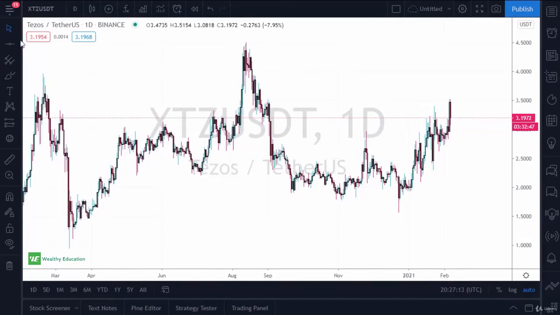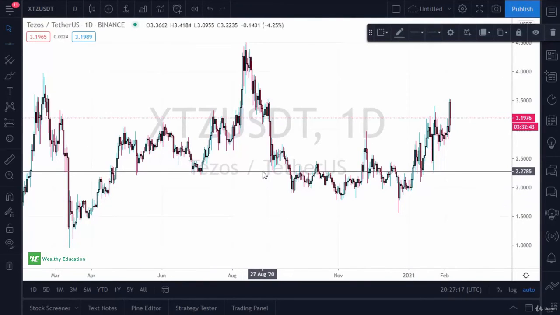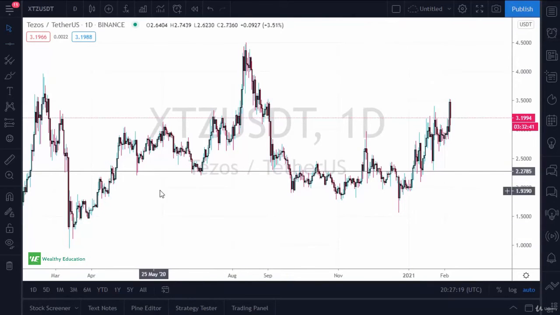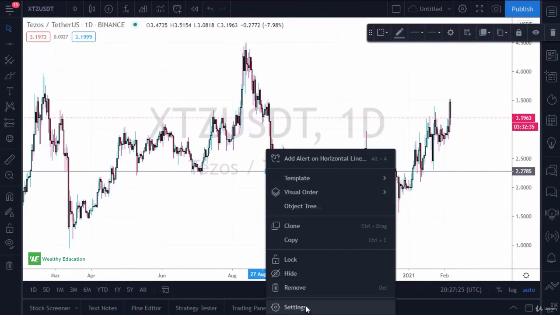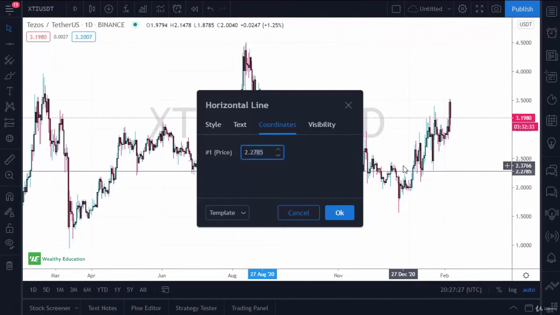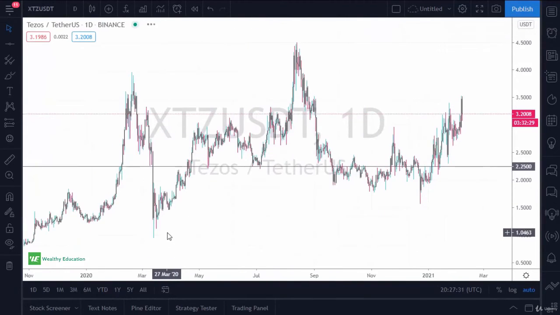So, for example, you can see that there's a little bit of support here right around 2.27. So I'd say probably 2. We could call that 2.25 in Tezos. So notice something.